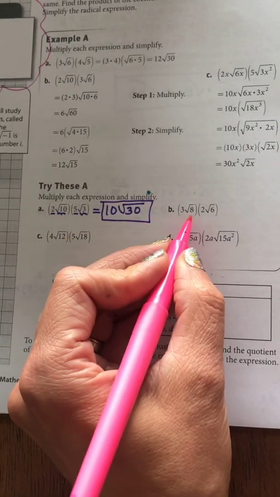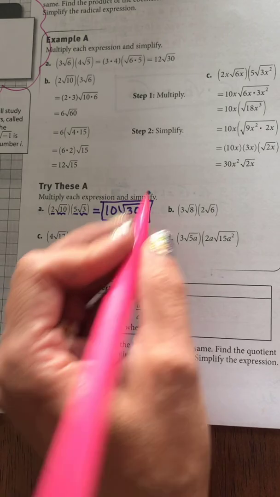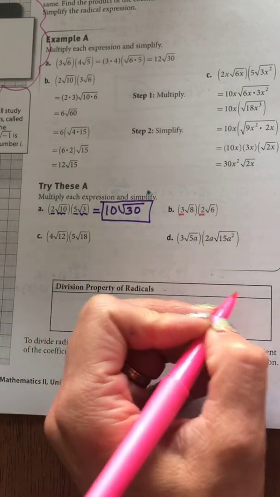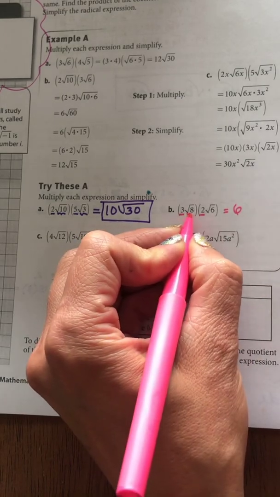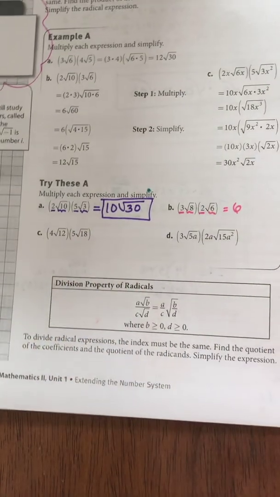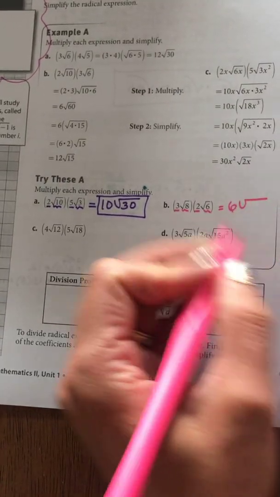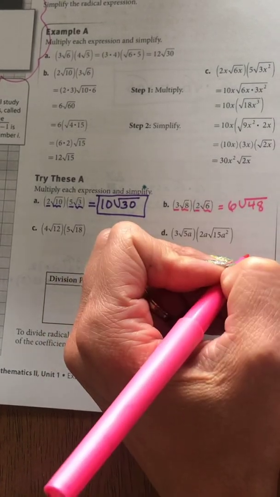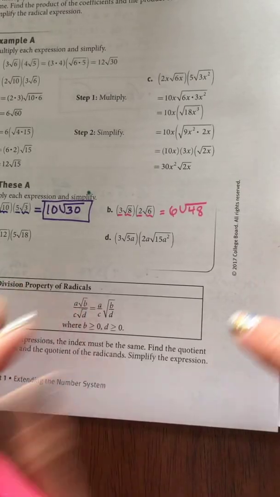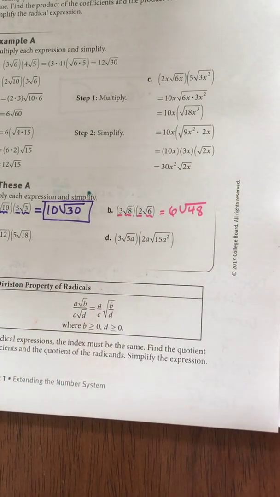All right, letter B. 3 square root of 8 times 2 square root of 6. 3 and 2 are the outside numbers. 3 times 2 is 6. 8 and 6 are the inside numbers. So that'll be square root of 8 times 6 is 48. And now we got to see if there is a hidden perfect square inside of 48. I think that there is.